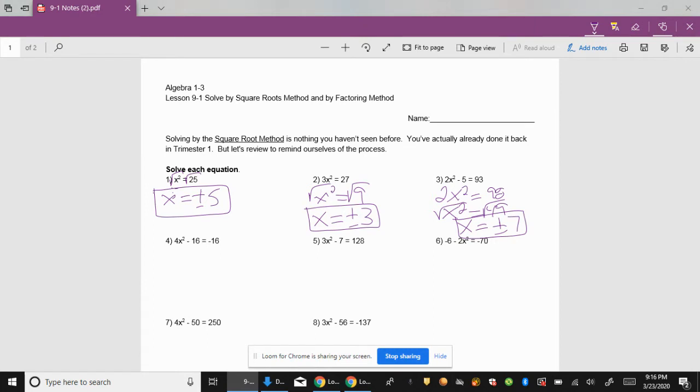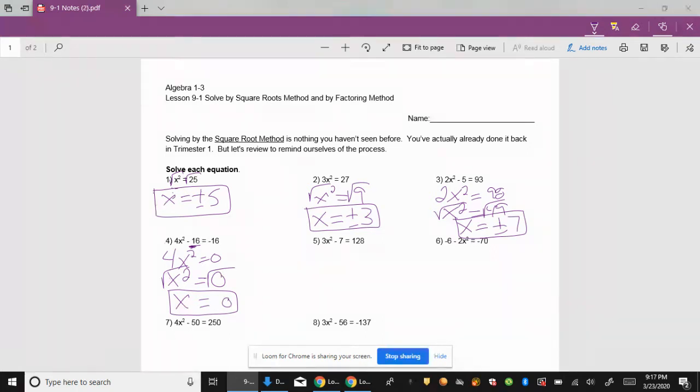Okay, 4, again, very similar to this. So add 16 to both sides. Gives me 4x squared equals 0. I still need to divide by 4 on both sides before taking the square root. So divide by 4, and 0 divided by 4 is still 0. And then square root it. What's slightly different with this problem is the square root of 0, we don't write positive 0 and negative 0. It's just 0. So this particular problem only has one solution, where problems 1, 2, and 3 had 2 solutions because they had the positive number and the negative.